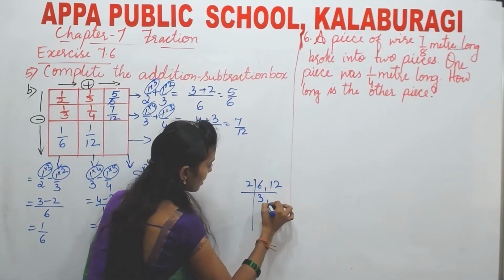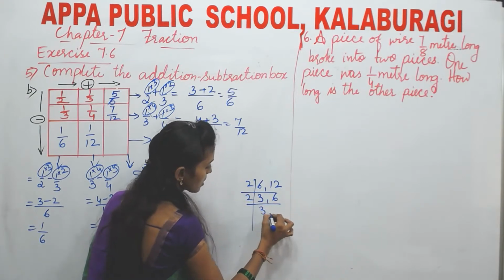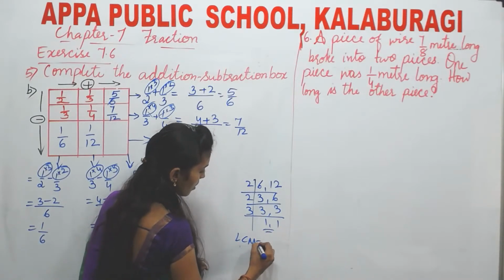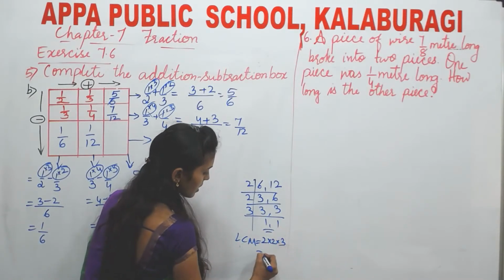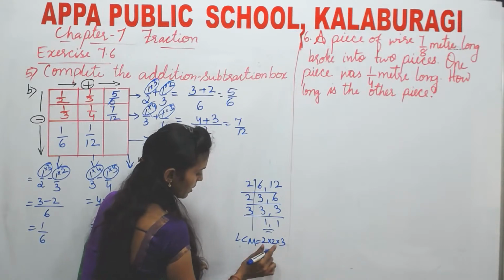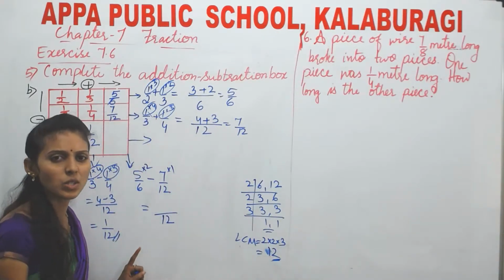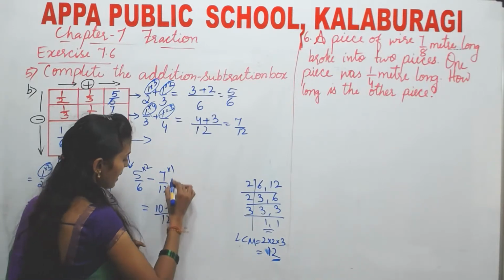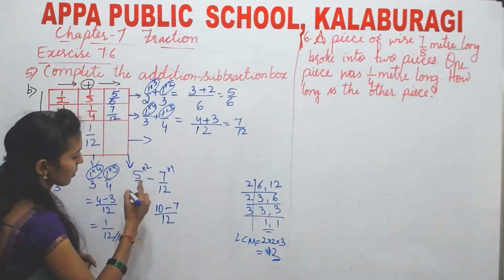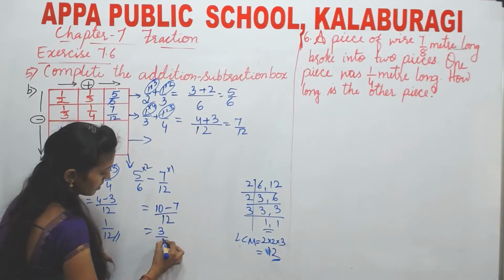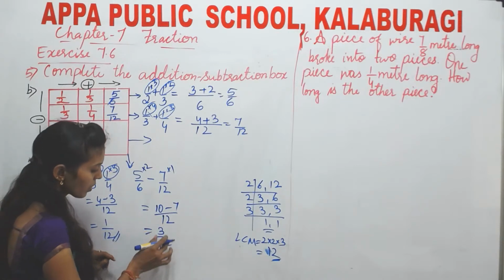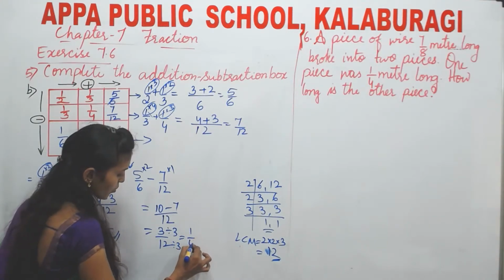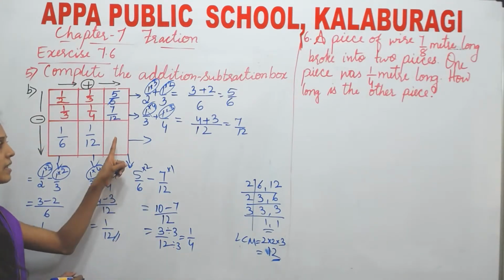See, 2 3s are 6, 2 3s are 6, 3 1s are 3. So the LCM is 2 into 2 into 3. That is nothing but 2 2s are 4, 4 3s are 12. Directly you get it. Same answer you will get. Okay, this is just a trick. Okay. Now 5 twos are 10 minus 7. Okay. So 3 by 12. Now both are divisible by 3. Okay. Both are divisible by 3. 3 ones are 3, 3 fours are 12. 1 by 4 is the answer here.